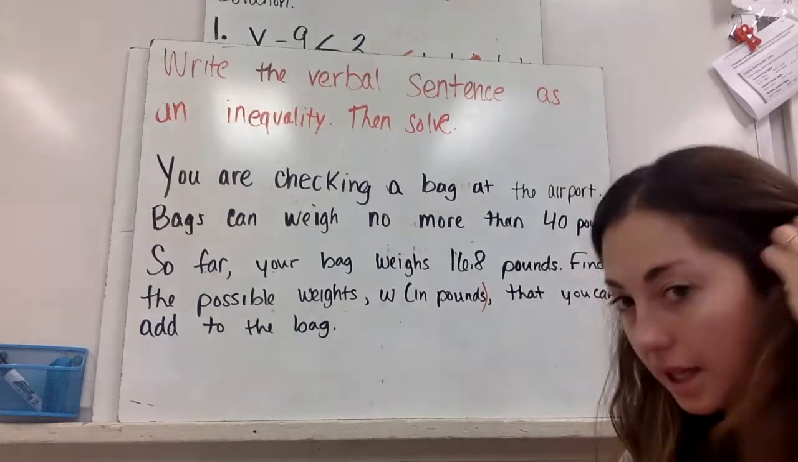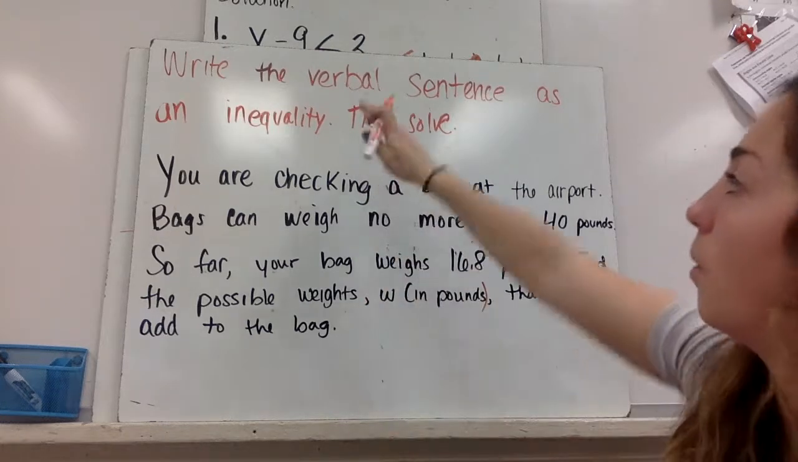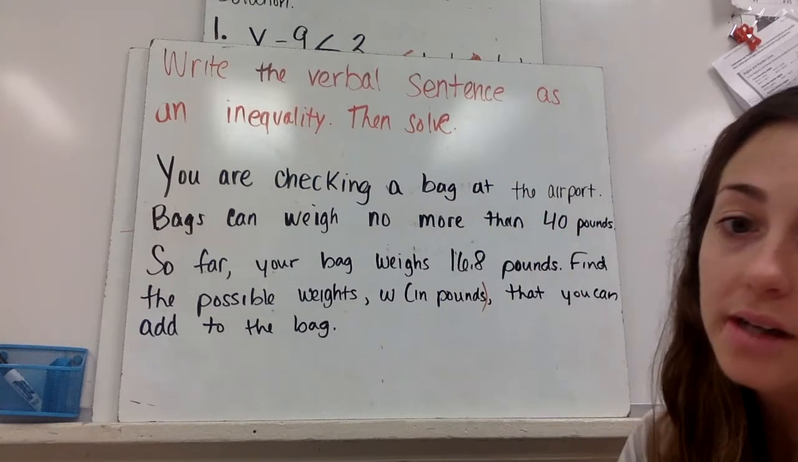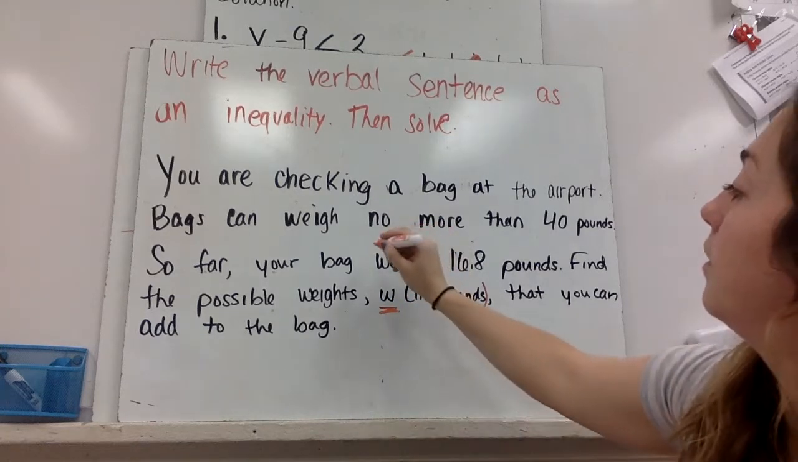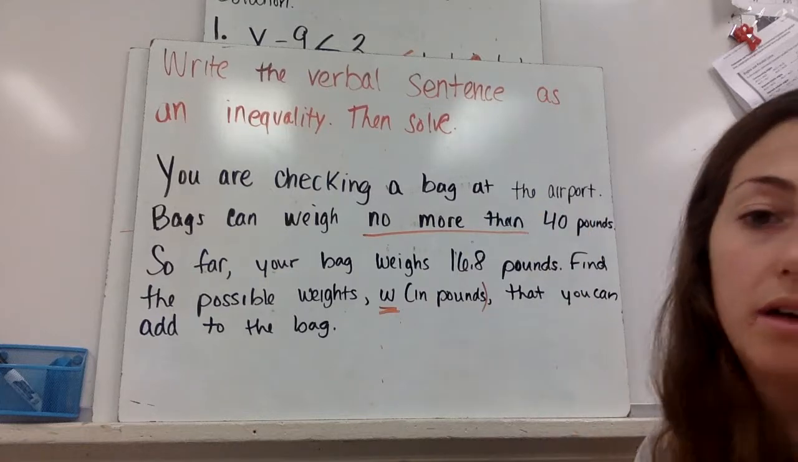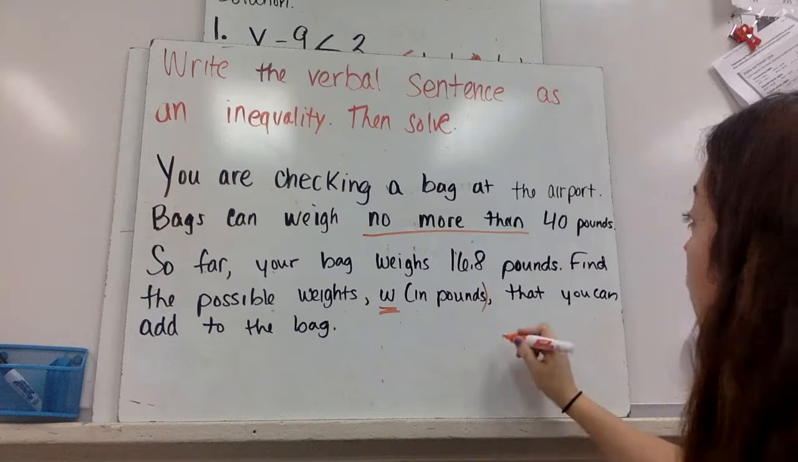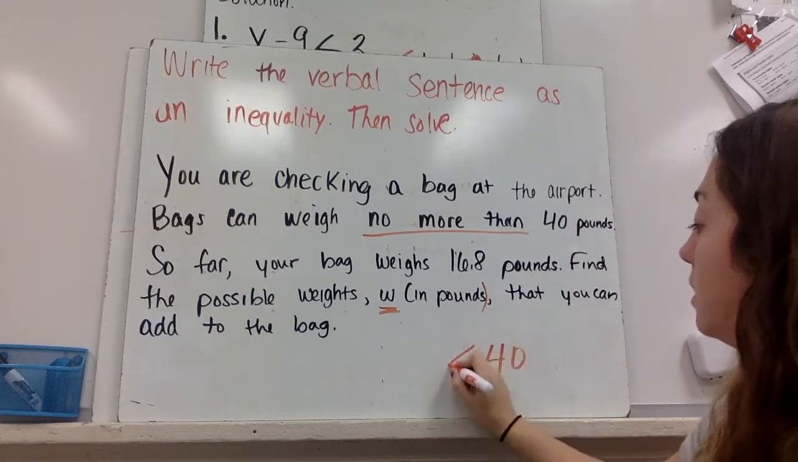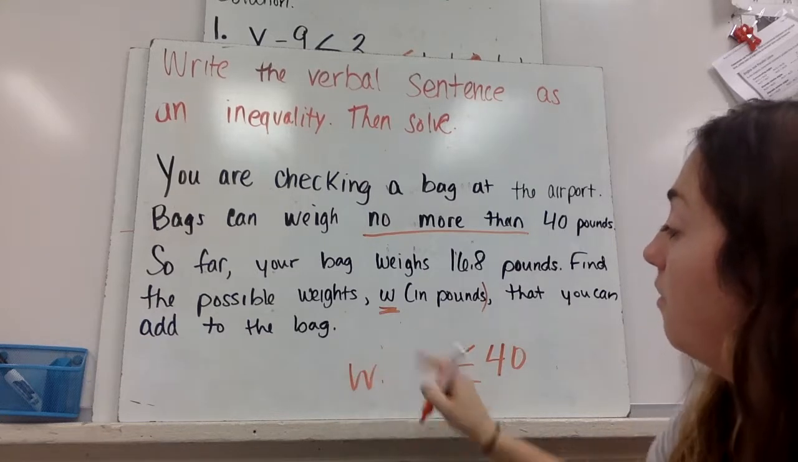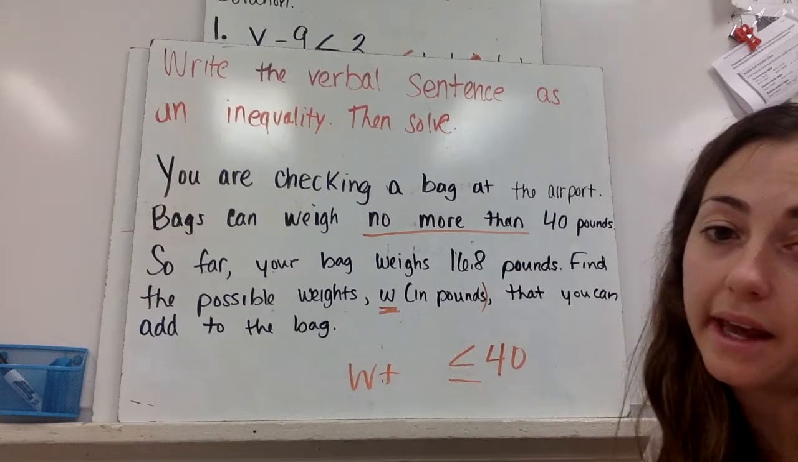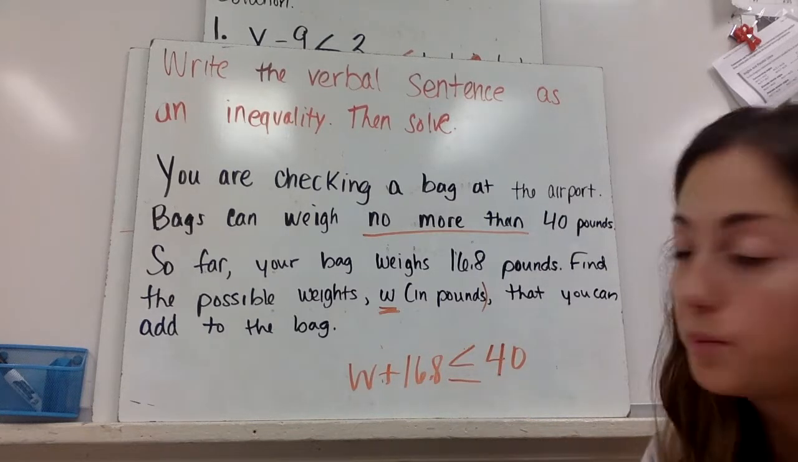So yes, I'm sure you can think about it and get this answer, but I want you to write and solve an inequality just like the directions say. So my variable, my unknown, is W, and the bag can weigh no more than. No more than is the biggest thing. So 40 is the total amount, but it can equal 40. And then I have extra weight, my W, that I can add, and I already have 16.8. So that's writing my inequality.